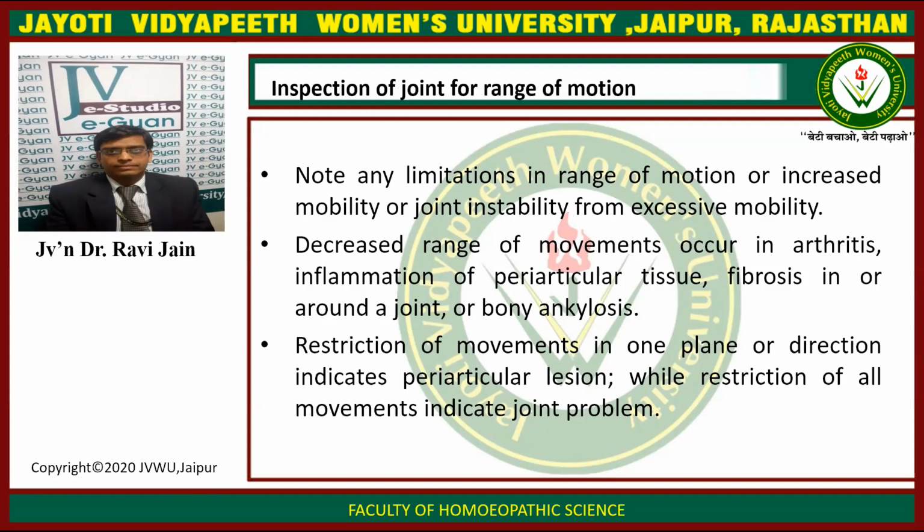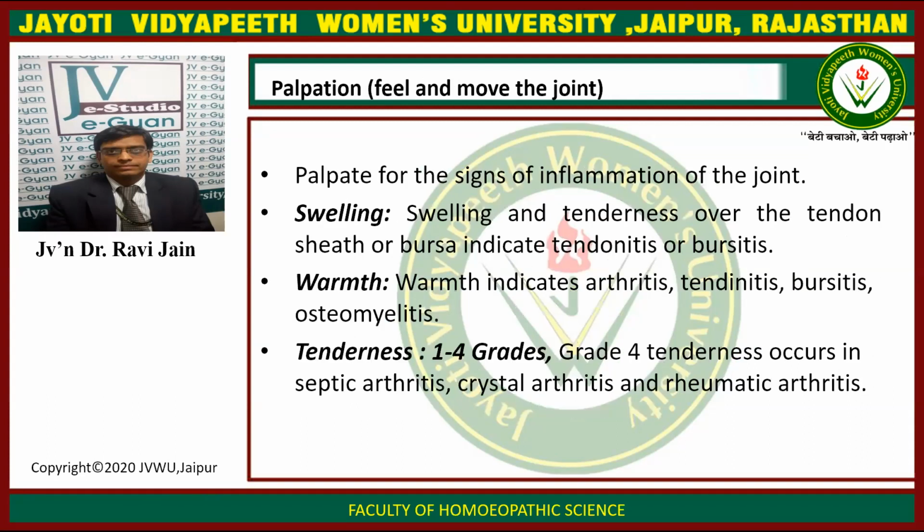We also have to check for the restriction of movements in one plane or one direction, which indicates periarticular lesions, while restriction of all the movements indicates a joint problem. So we have three things: increased movement, decreased movement, and restricted movements that we have to check for.